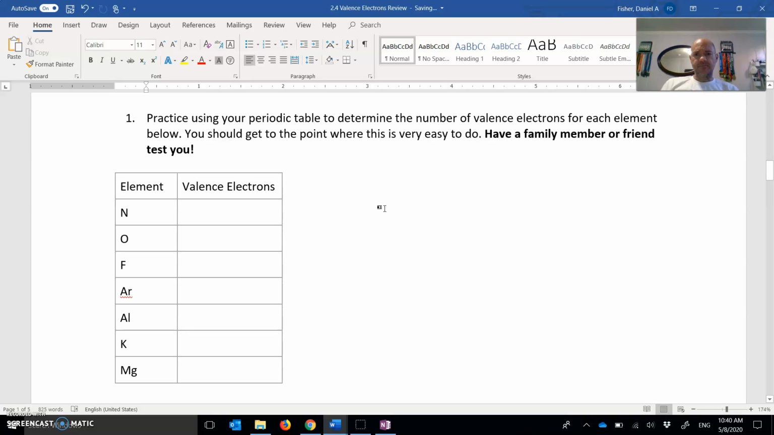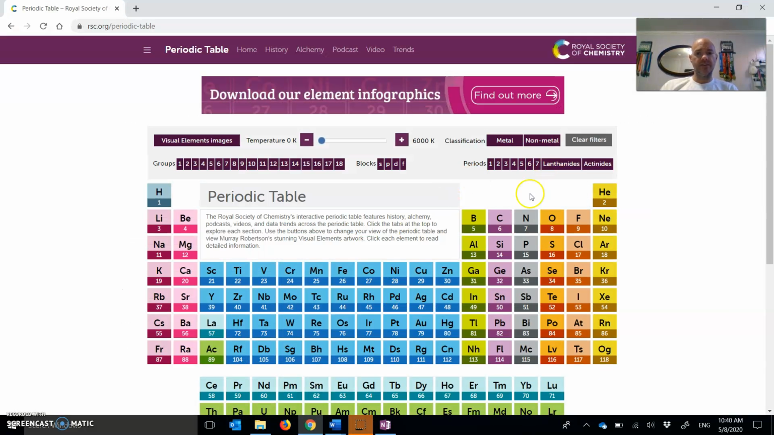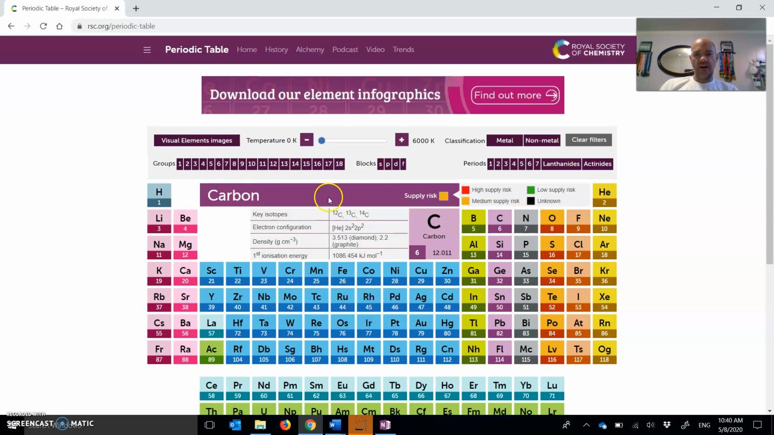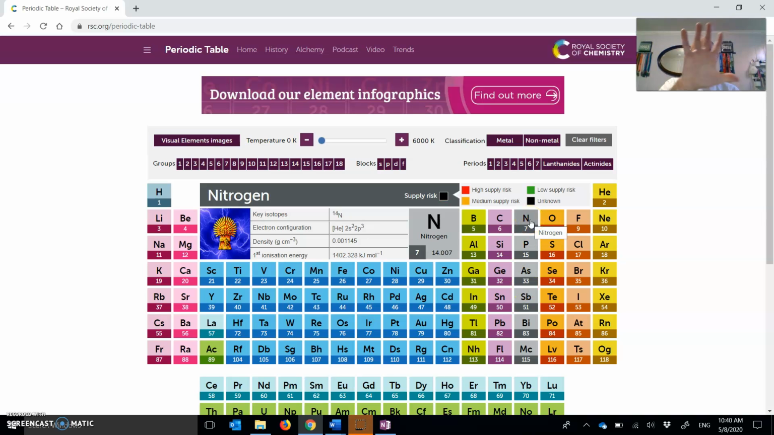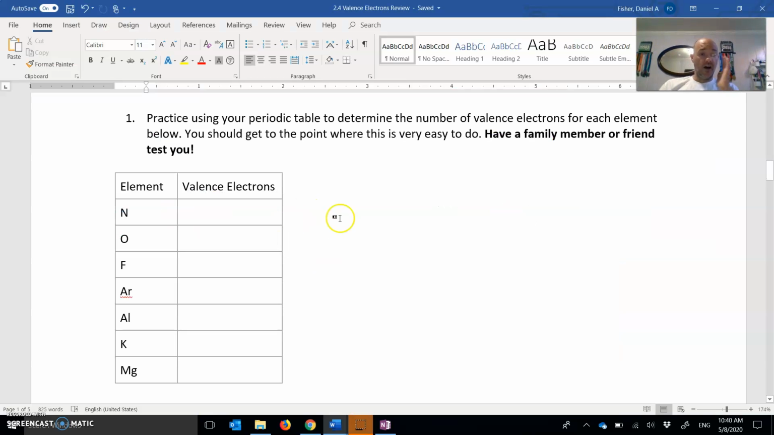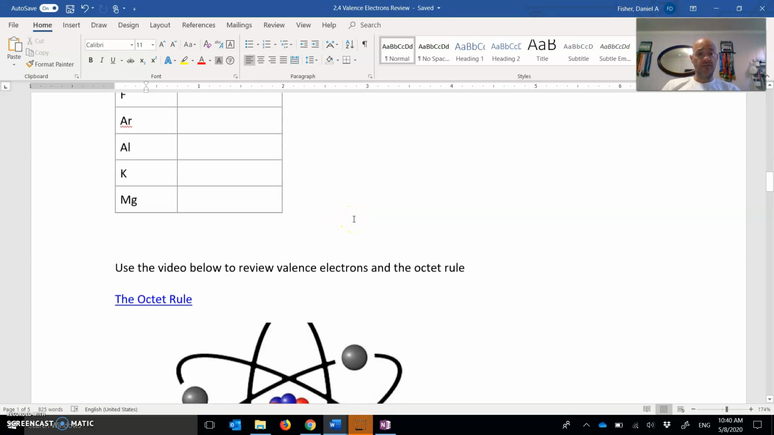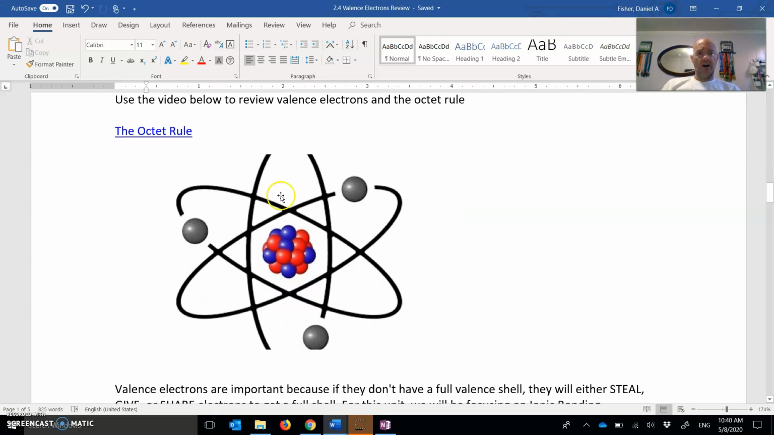We're looking at the periodic table, so I want you to use a periodic table and see, oh, nitrogen, oxygen, fluorine, argon, aluminum, potassium, magnesium: how many valence electrons do they have? So just to think about this again, nitrogen is in, we've got 1, 2, 3, 4, 5. So nitrogen would have 5 valence electrons. I'll let you work through the rest of those there. I will post this video after it.